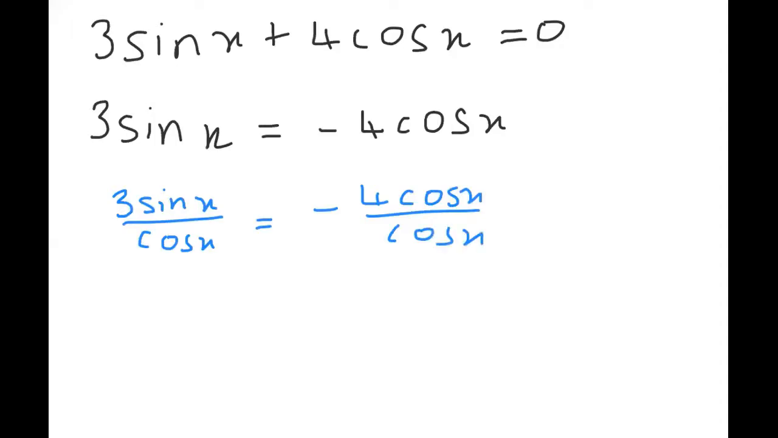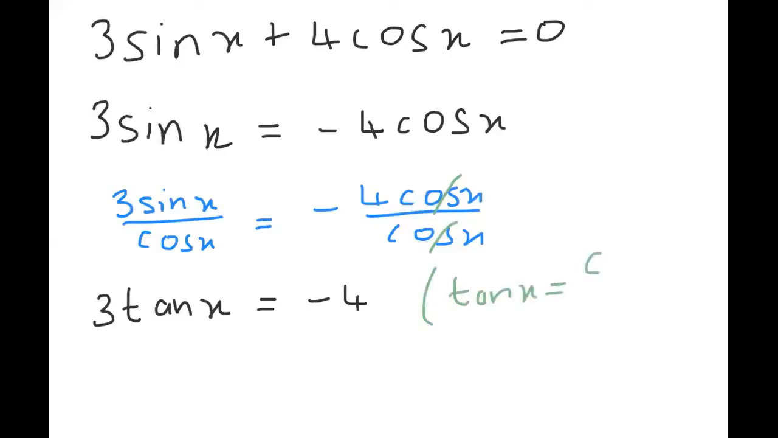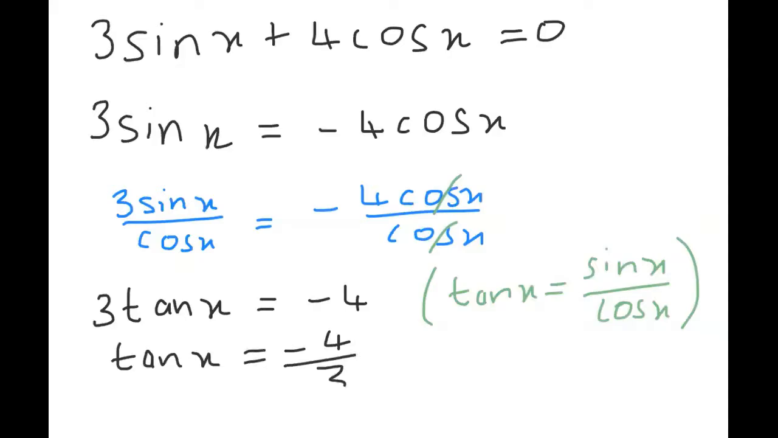On the left, I'm going to have 3 tan x. And on the right, 4, and the cos cancel each other out. So that's just going to be equal to minus 4. And why tan x? You just have to write this reason down: it is because tan x equals sine x divided by cos x. So you have to write that down so that they know how you got to that. Right, so now we have tan of x equals minus 4 over 3.